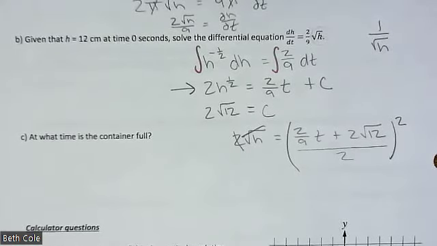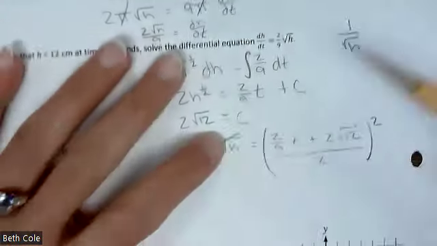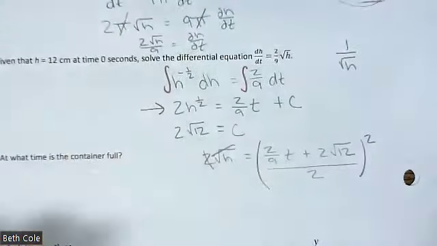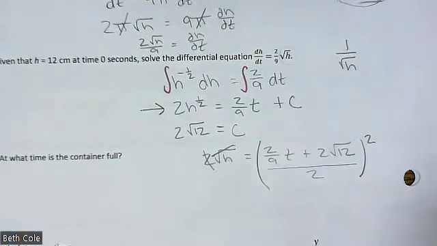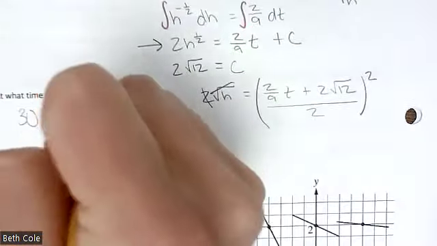And then the last one, at what time is the container full? Well, we got to figure out how much is in it when it's full. It's 30, right? Or the height is 30 when it's full. Because h would have to be, oh, we don't need to actually find the volume. We just need the height when it's full. So the height is 30 when it's full. So we're going to put 30 equals this awful thing.